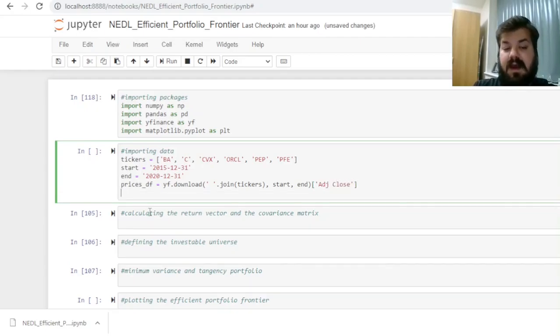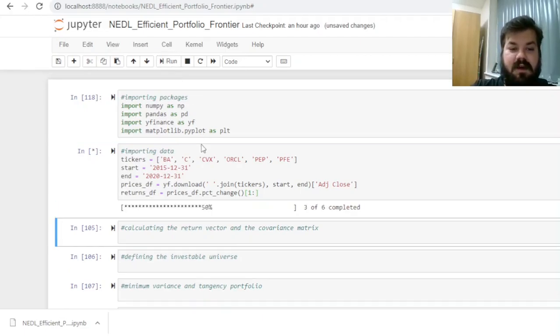And then, as we have got our prices, we can calculate our returns day by day, name it returns data frame, and say that that could be prices data frame percentage change from day to day. And to get rid of the very first day, we can say that we're only interested from day 1 onwards, as obviously in Pandas you index your data frame rows from 0. So let's run this code.